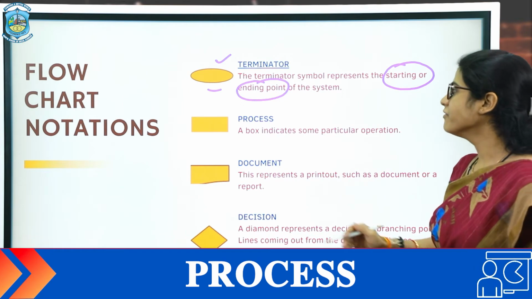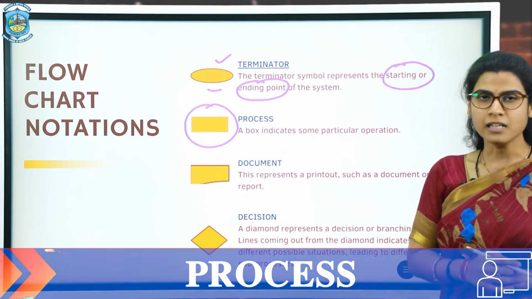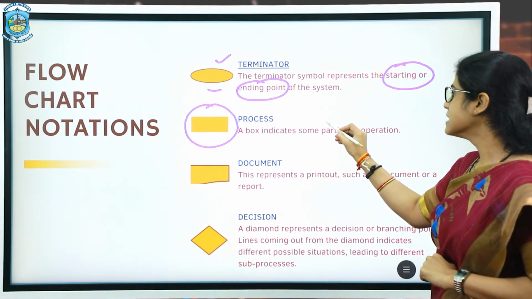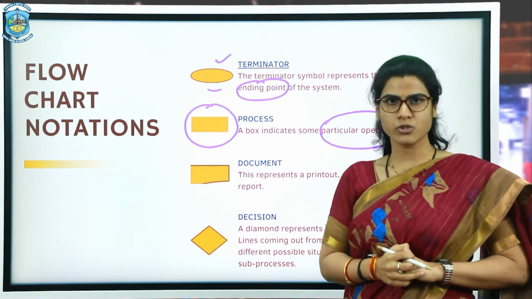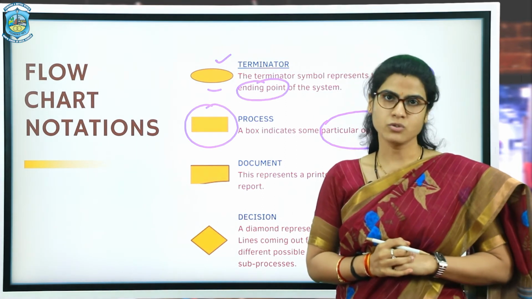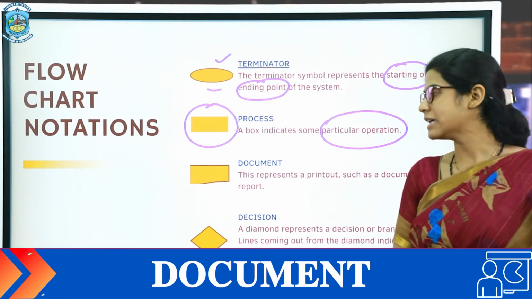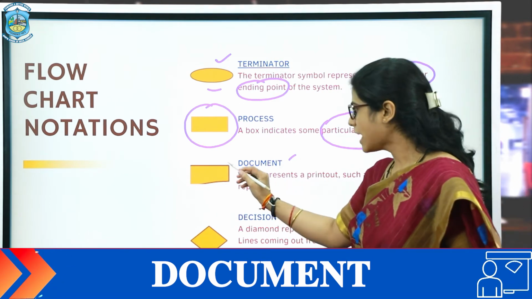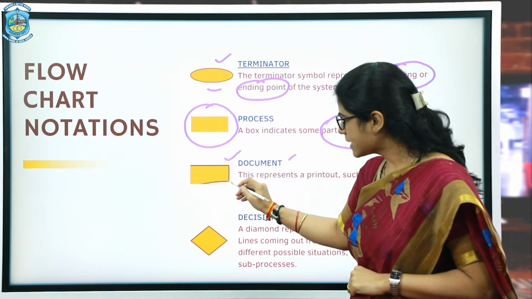Then we have a process box. This process box is a rectangle in shape. This particular box indicates a particular operation, meaning whatever operations you are going to show in your flowchart, you have to take a rectangle box to depict it. The third notation which we use is the document. This particular document is a shape with a tilted corner in the rectangle, as you can see here.